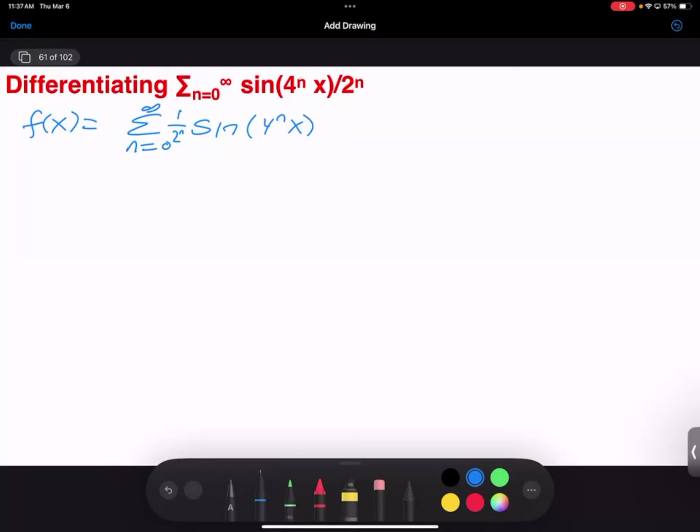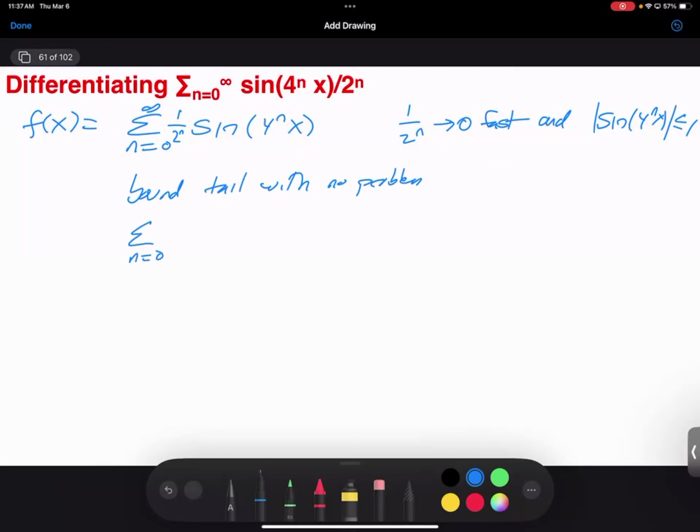2 to the n is big, and sine of 4 to the nx, good. So 1 over 2 to the n goes to 0 fast, and sine of 4 to the nx is less than or equal to 1. So because of that, everything is going to be fine. If we wanted to estimate the tail, we can bound the tail by a geometric series. So we can bound the tail with no problem.